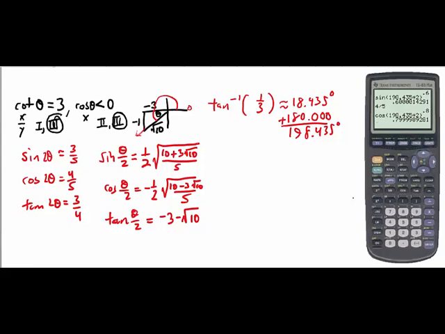Now 3/4 is 0.75. If I hit second enter and I change this to tangent instead of cosine, what you'll see is that is 0.75.